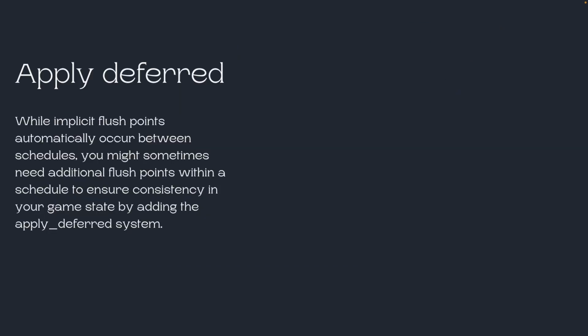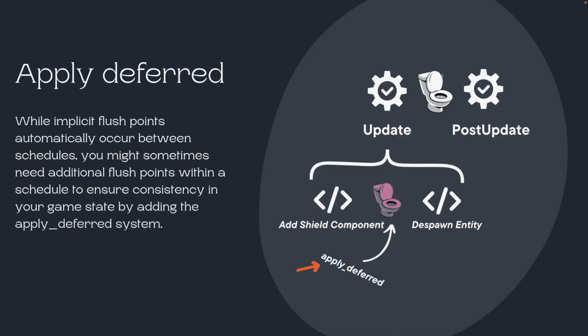While implicit flush points occur automatically between schedules, you might sometimes need additional flush points within a schedule to ensure consistency in your game state by adding the apply_deferred system. For example, in the despawn entity and add shield component example, we could chain together three systems using the same explicit system ordering APIs, but including the apply_deferred built-in system. We could have add shield component, apply_deferred, and then despawn entity all chained together, such that there is a flush point after the entity is despawned, and that the shield query will never fetch an entity that doesn't exist in the world.